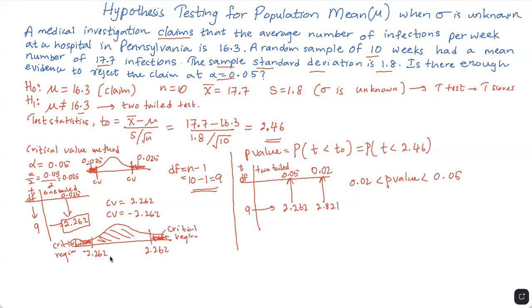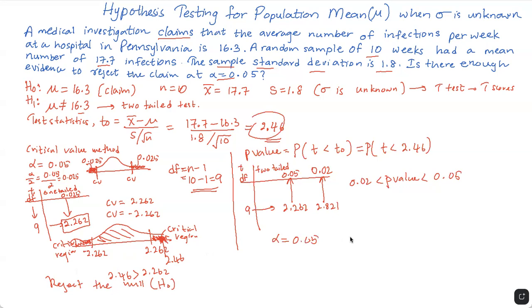And now let's make the decision of this problem. According to the critical value, you have to look at your test statistic value 2.46. As you can see, 2.46 falls over here, because 2.46 is greater than 2.262. So your test statistic value falls in the critical region. So that means you reject the null, which is H0.